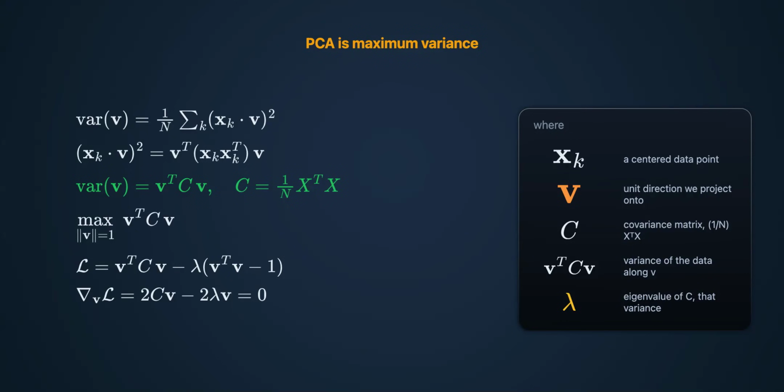Take the gradient with respect to V and set it to 0. 2CV from the first term, 2 lambda V from the constraint. The 2's cancel and it becomes CV equals lambda V. The best direction is an eigenvector of C. Its variance is lambda. So PCA is exactly the eigenvectors of the covariance matrix. Every principal component is an eigenvector of C, and every eigenvalue is the variance along it.